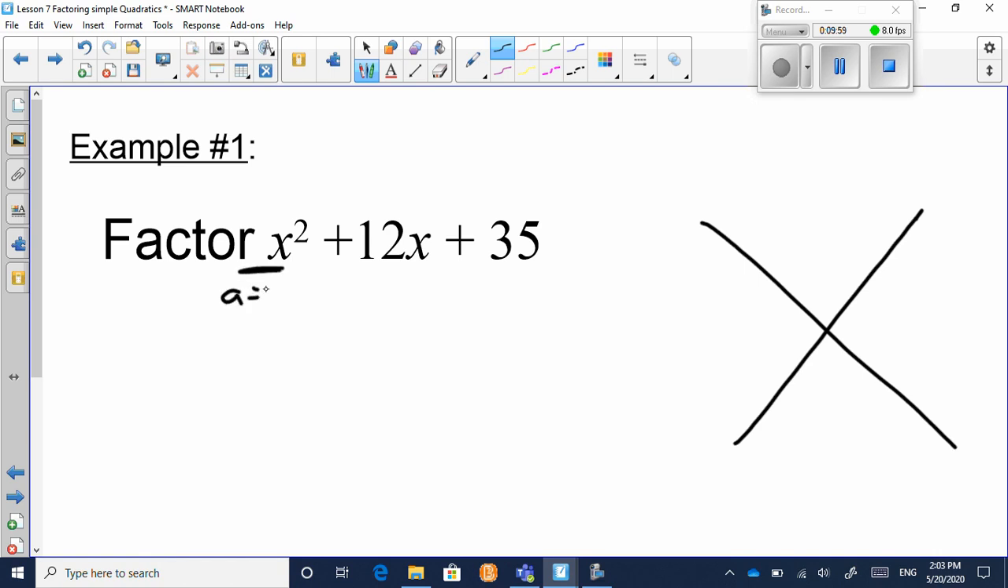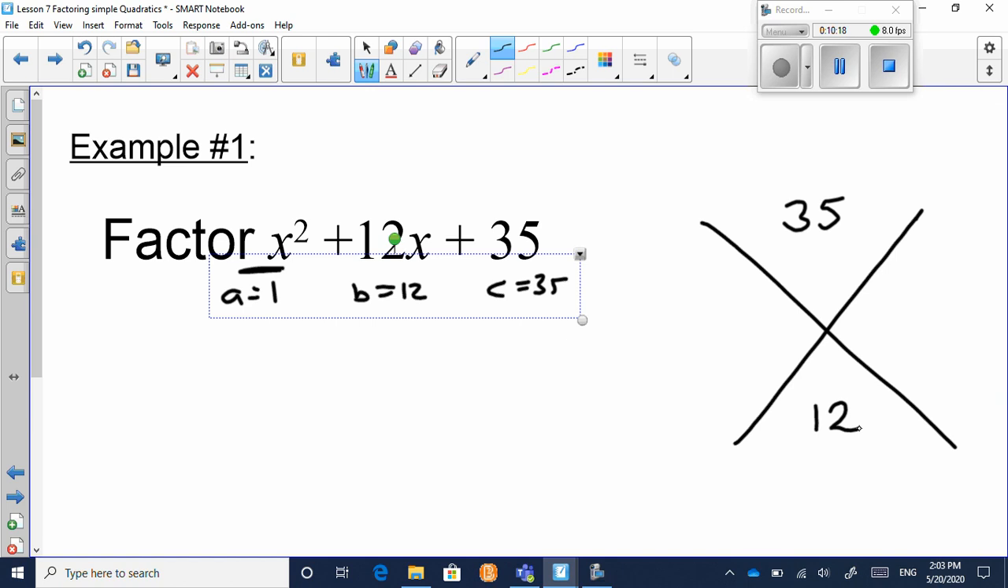There's no number there, which means it's 1. So A is 1, B is 12, and C is 35. So in the top of the X box, I do 1 times 35. Well, that's 35. And in the bottom of the X box, I put a 12 because that's the B term.